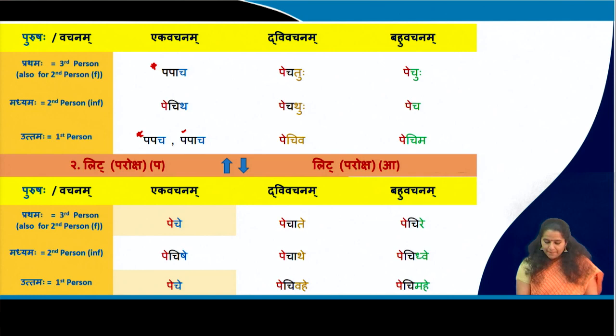So peche, pechate, pechire, pechishe, pechate, pechidhue, peche, samanam as the prathama purusha, like you can see also with the parasmaipadi, pechivahe and pechimahe. Astu.